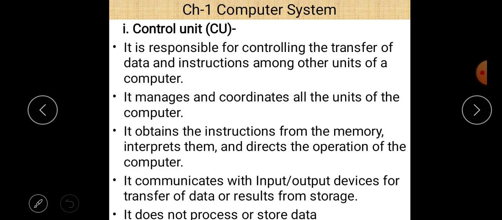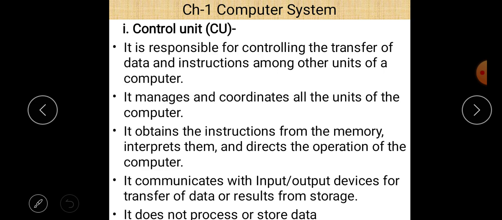So first of all, let us talk about the control unit. The control unit is responsible for controlling the transfer of data and instructions among other units of a computer. Second, it manages and coordinates all the units of a computer. Third, it obtains the instructions from the memory, interprets them, and directs the operations of the computer. Fourth important point, it communicates with the input output devices for transfer of data or results from storage. And last point, it does not process or store data.